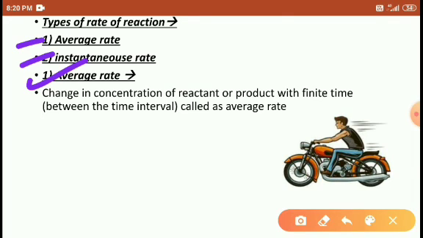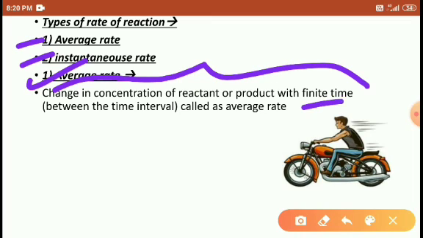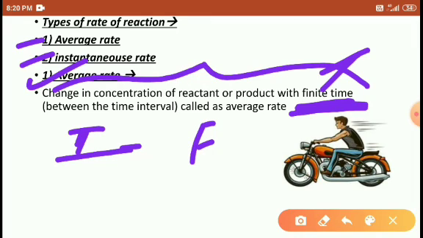The change in concentration of reactant or product with finite time. This is most important, students. Whatever the concentration is, that concentration either decreases or increases. The reactant decreases or the product increases with respect to time, or you may say with finite time. Finite time means from the initial point to the final point.